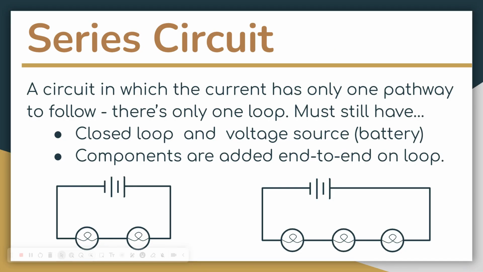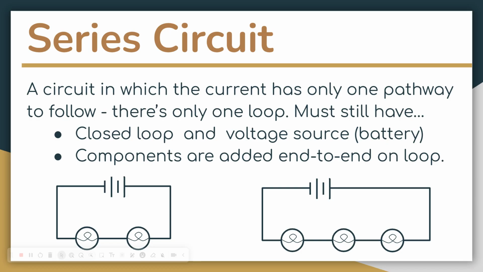Again, the same rules that we talked about yesterday still apply for circuits in general. Your circuit must still have a closed loop and a voltage source. You have to have a battery and you have to have a complete conducting path without any breaks in it. And then the components in a series circuit specifically are added end to end on the loop. And so here's two examples.